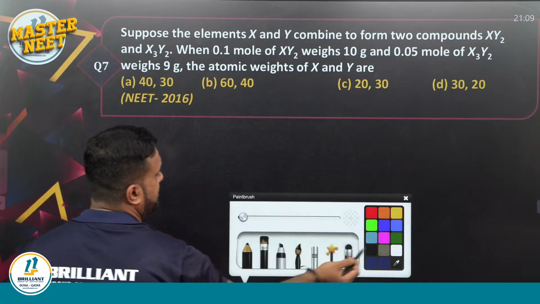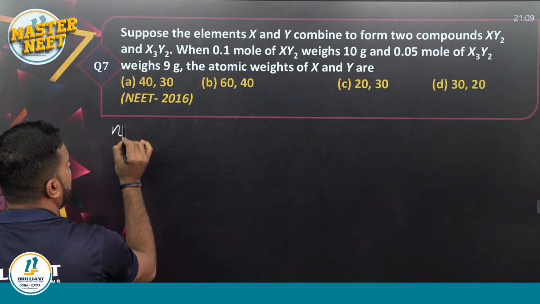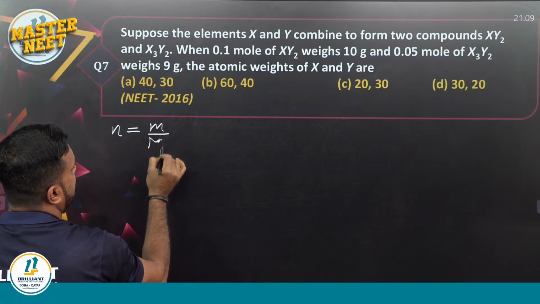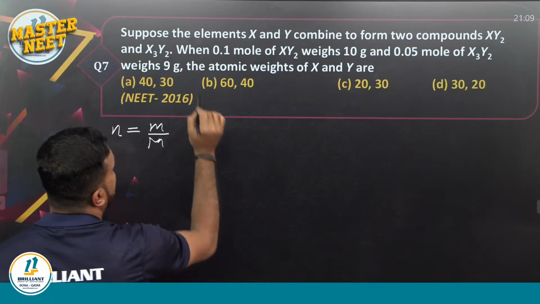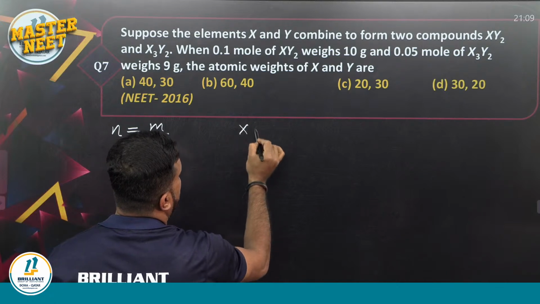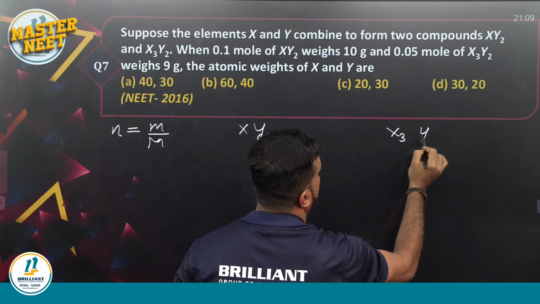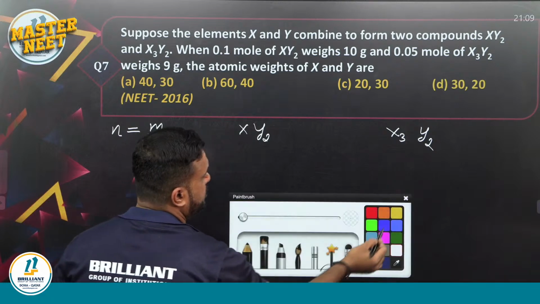Here I will give an easy method. Here it's a normal equation only. Number of mole is equal to mass by molar mass, right, of a compound. The compounds they are giving are XY2 and another one, X3Y2. So I'll do it for these two, then it will be easy.